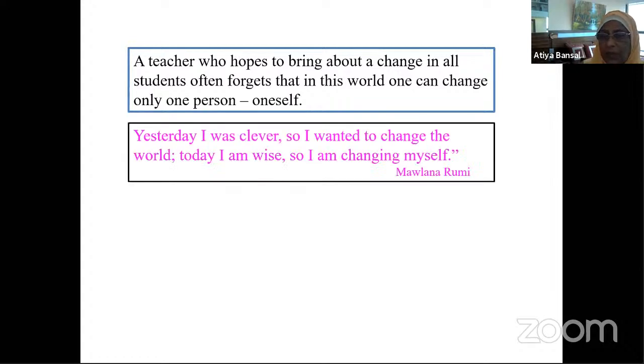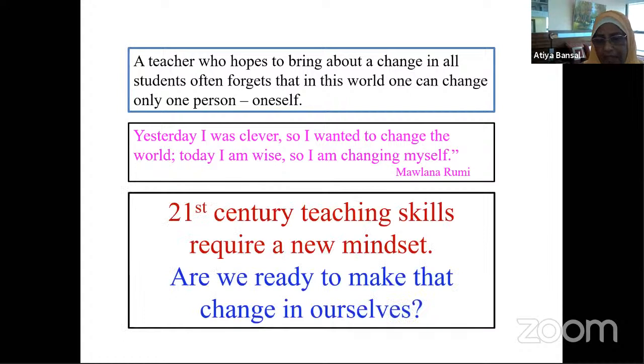And this is a beautiful quote from Maulana Rumi. Yesterday I was clever, so I wanted to change the world. Today I'm wise, so I am changing myself. Now, how does it fit with our teaching? It does here. 21st century teaching skills require a new mindset. Are we ready to make that change in ourselves? Okay, that's it.